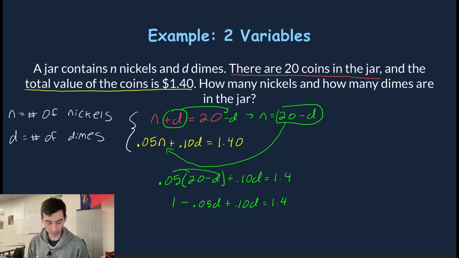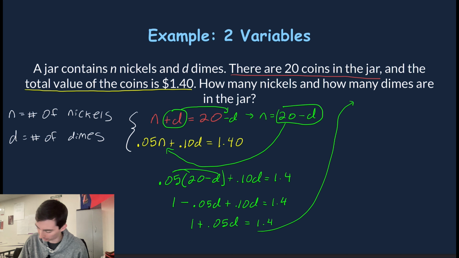Now let's combine those like terms. So I've got negative 0.05 plus 0.1. That's going to give us 1 plus 0.05d is equal to 1.4. I'm going to scoot this up here. So we have 1 plus 0.05d is equal to 1.4.